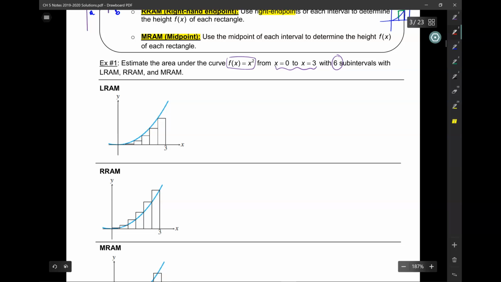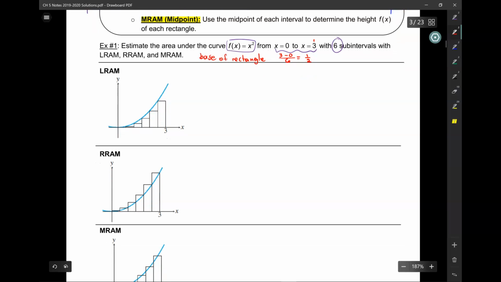So the base of each rectangle, that's the width of each subinterval, right? I have a full range, 0 to 3, which I'm dividing into 6. What I do is this minus this, right? So 2 minus 1. So I do 3 minus 0 divided by 6. That's 1/2. That's the length of each rectangle, the width of each rectangle.